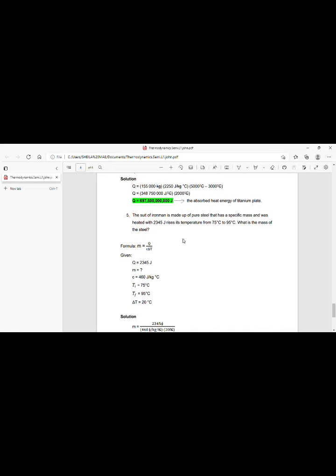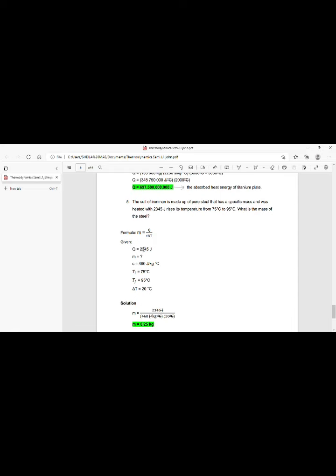The suit of Iron Mine is made of pure steel that has a specific mass and was heated with 2,345 joules, which rises its temperature from 75 degrees Celsius to 95 degrees Celsius. What is the mass of the steel? The missing here is the mass of the steel. So our formula is the mass is equal to heat energy over specific heat times delta T. Our given heat energy is 2,345 joules. The mass is our missing part. The specific heat is equal to 460 joules per kilogram degree Celsius.